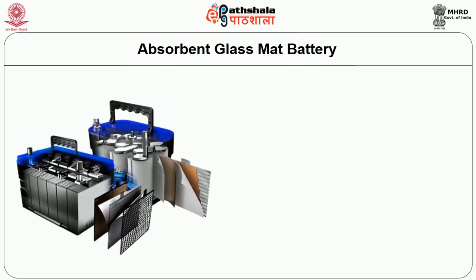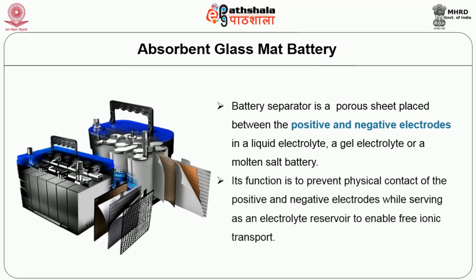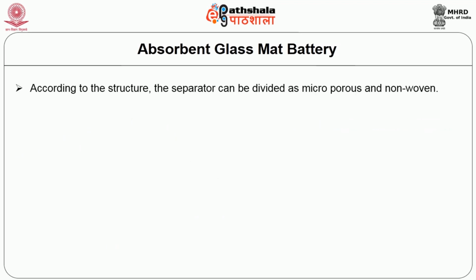Now we shall see about absorbent glass mat batteries. A battery separator is a porous sheet placed between the positive and negative electrodes in a liquid electrolyte, a gel electrolyte or a molten salt battery. Its function is to prevent physical contact of the positive and negative electrode while serving as an electrolyte reservoir to enable free ion transport. According to the structure, the separator can be divided into microporous or non-woven.